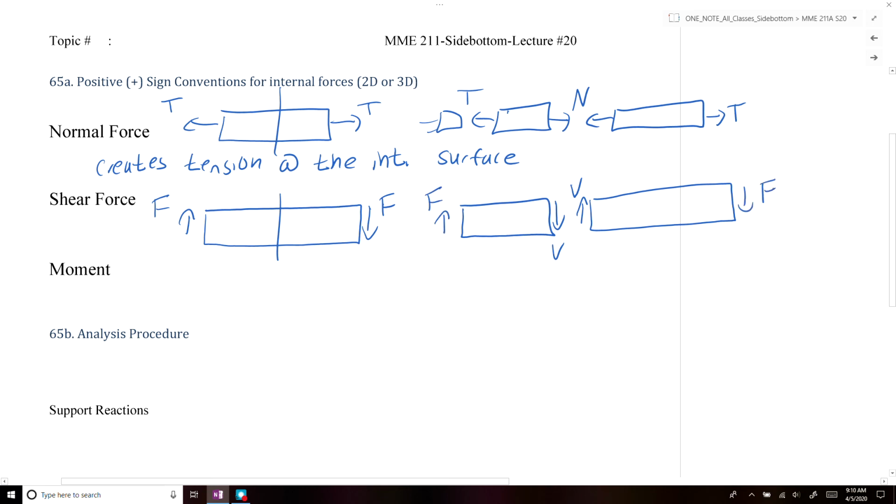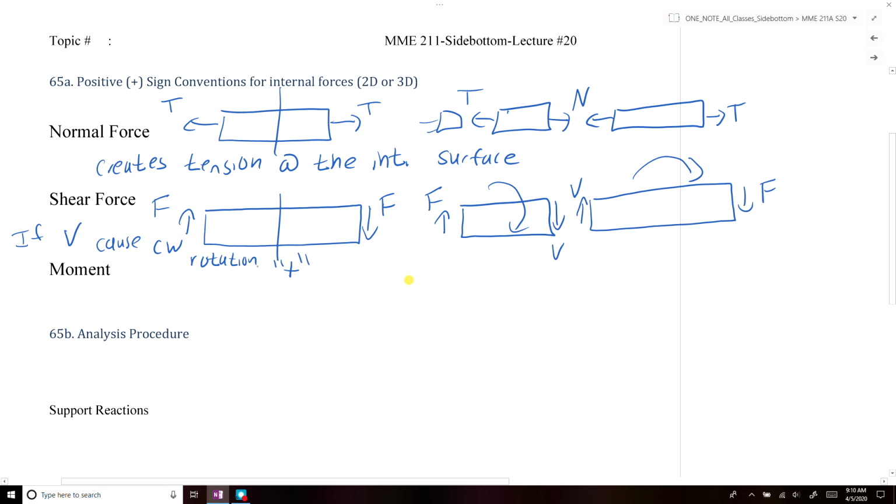So a shearing force is considered positive if it would create a clockwise rotation of the part. In both of these cases, our shear force would cause both of these parts to rotate in a clockwise manner. So if the shear would cause a clockwise rotation, it would be considered positive.